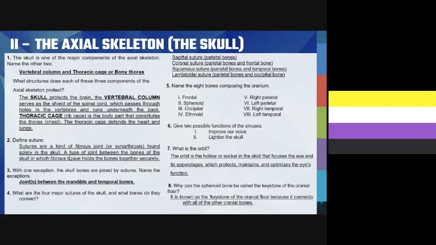securely. Number three, with one exception, the skull bones are joined by sutures. Name the exception. The answer is the joint or joints between the mandible and temporal bones. Number four, what are the four major sutures of the skull, and what bones do they connect? First is the sagittal suture. It is a dense fibrous connective tissue joint between the two parietal bones of the skull.